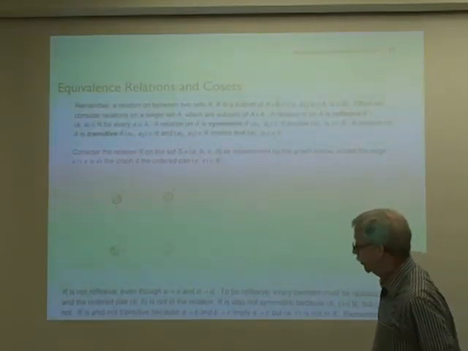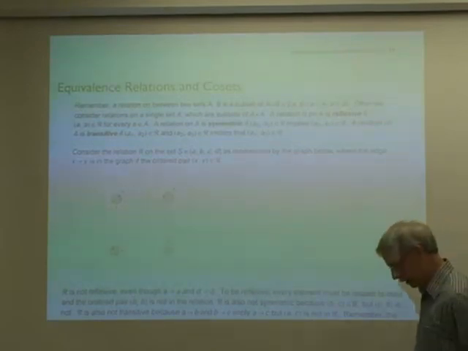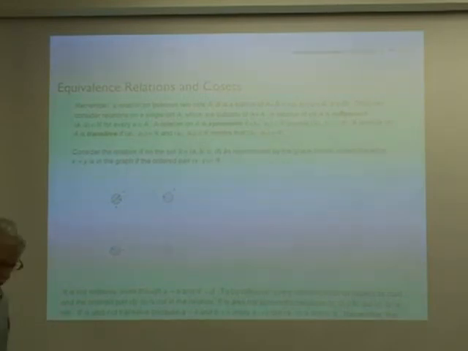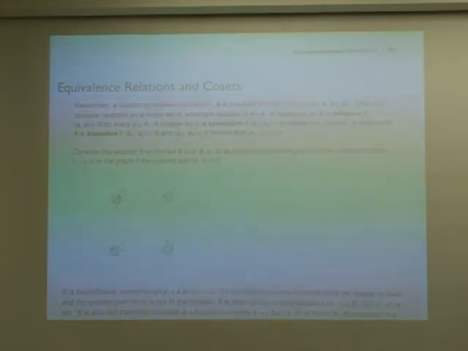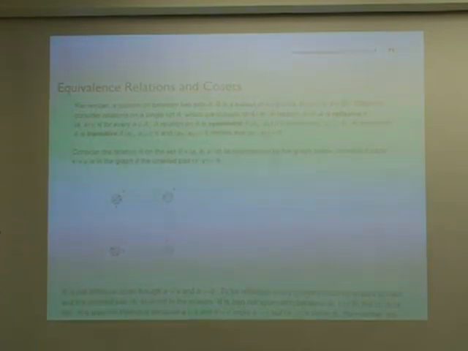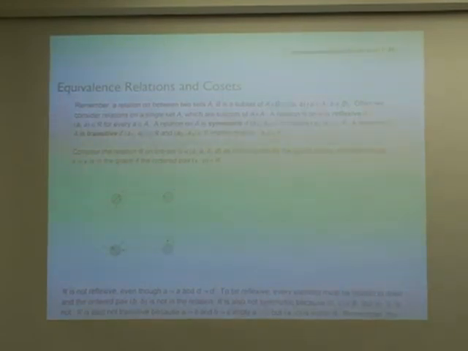A relation on A is reflexive if every element is paired with itself. It's symmetric if for every pair that's in there, its flip is in there. That is, if AB is in there, then BA must be in there. And it's transitive if A is connected to B and B is connected to C, then A must be connected directly to C. So that's the idea of a relation, and the three critical properties: reflexive, symmetric, and transitive.